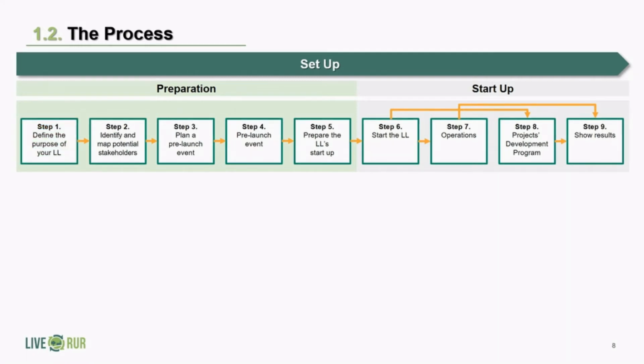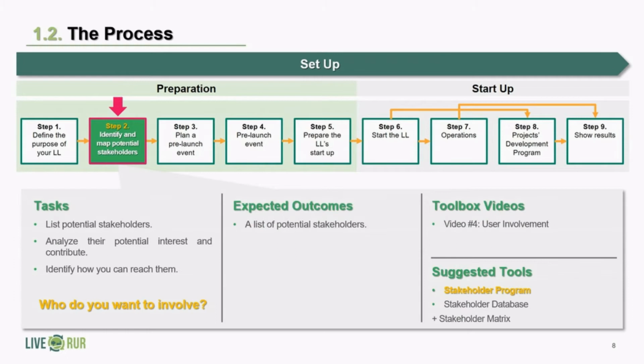Your second step is to identify and map potential stakeholders. You should be listing the people and the organizations you want to have involved in the pilot living lab. Who are the stakeholders that can help you and create added value for your pilot project? There are several tools in the toolbox that can aid you in this task, but you should also resort to the stakeholder program. We will be briefly looking into it later on in this video.